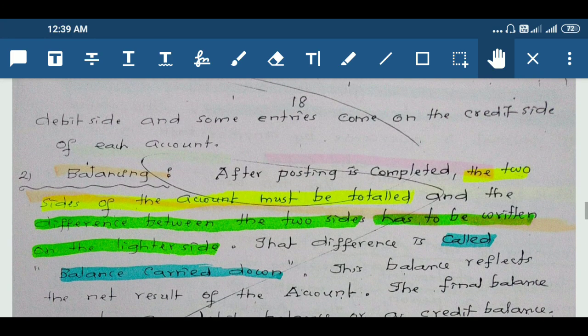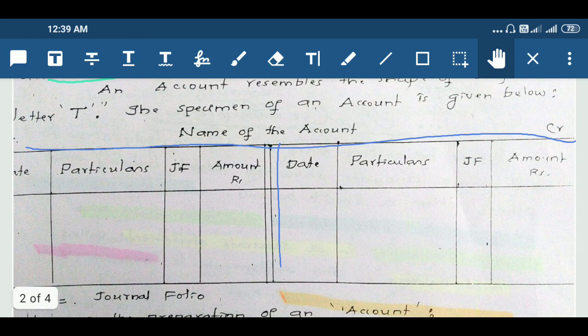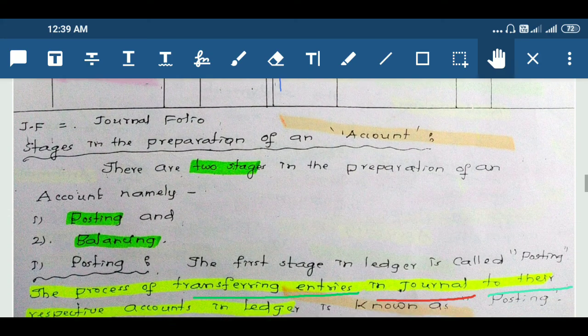Let us go through the example. So this is the debit side, this is the credit side. If the debit side amount exceeds, the balance carried down comes on the credit side, so here the amount will come. So ultimately the totals of the two sides are equal. So it's simple. We will discuss in detail in problems.